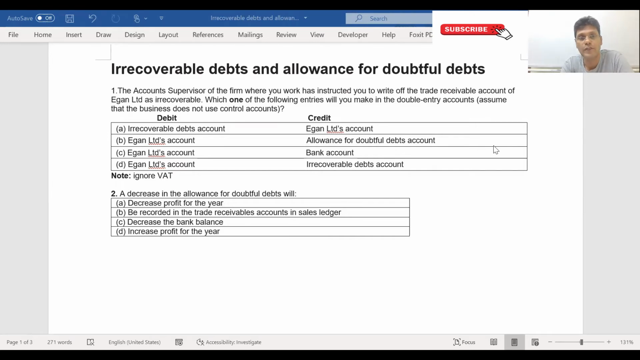Let's move on to the questions relating to irrecoverable debts and allowances for doubtful debts. So let's look at the first question. The account supervisor of the firm where you work has instructed you to write off the trade receivable account of Egan Limited as irrecoverable. Which one of the following entries will you make in the double entry accounts? Assume that the business does not use control account.